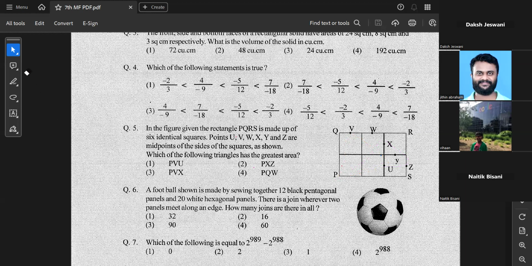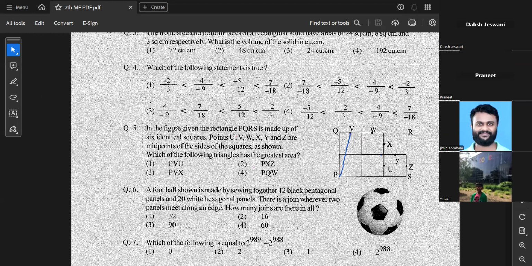I'm not going to sit and calculate everything, but I'll calculate one for you, and from that logic you can identify how to calculate the others. Okay, I'll calculate PVU for you, which is comparatively difficult. Now, how to calculate? Very simple.